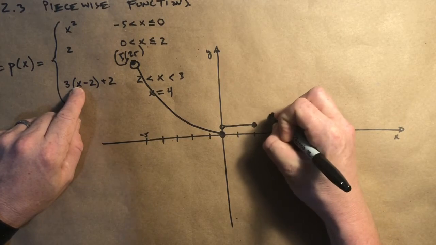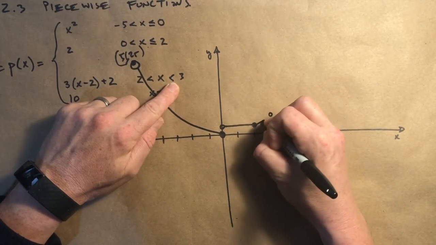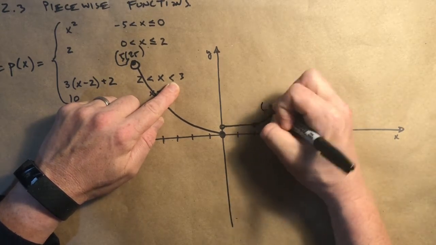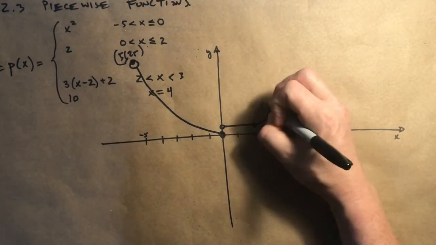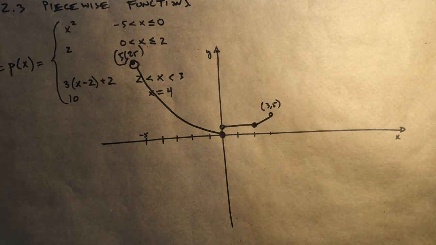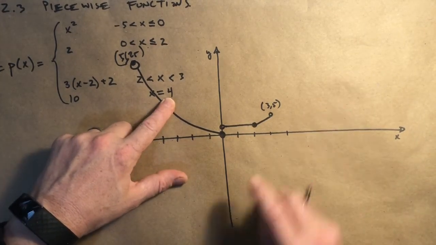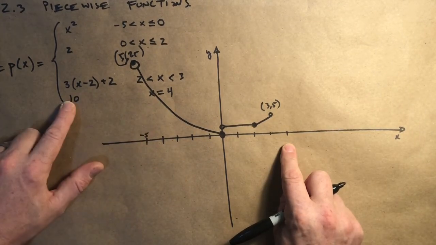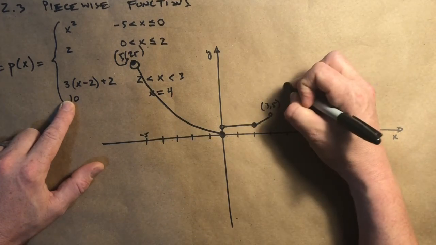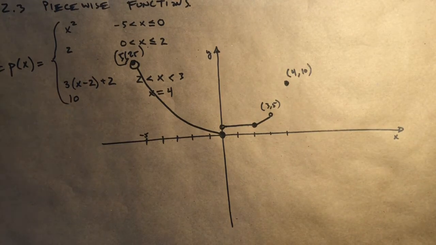So we're going to have, once again, a hole like that. And I'm even going to put the coordinate because I'm a little bit out of scale here. So we'll say 3 comma 5. The final thing is we have this other point that I put. Oh, and we're going to 4. So when x is 4, we hit 10. And that, my friends, is the graphing of a piecewise function.